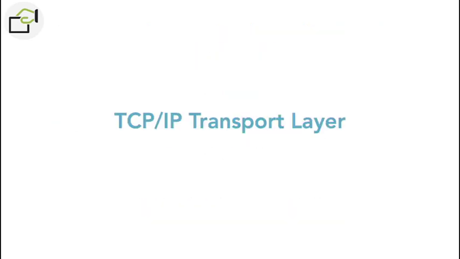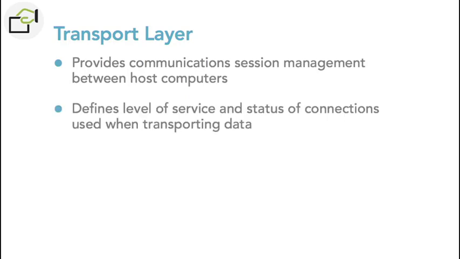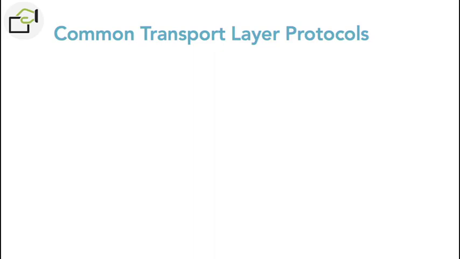The next layer of the TCP/IP model we want to look at is the TCP/IP transport layer. The TCP/IP transport layer provides communication session management between the host computers that are talking to each other. Also, the transport layer protocol defines the level of service and the status of connections used when transporting data between the two host computers. There are several protocols that are commonly used on this layer that you may have heard of. The first is TCP protocol. The TCP protocol is one of the named protocols of the TCP/IP protocol suite and stands for Transmission Control Protocol.